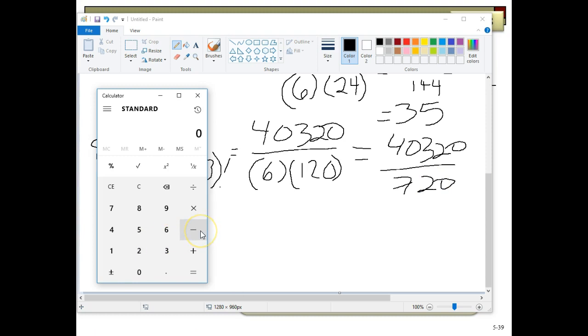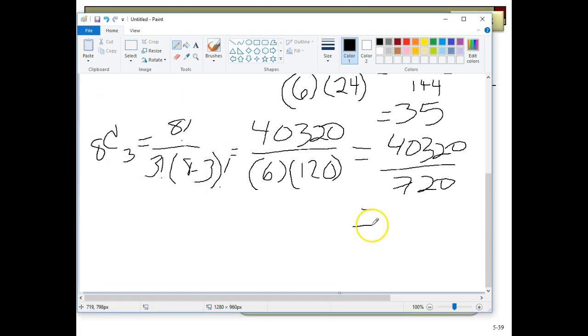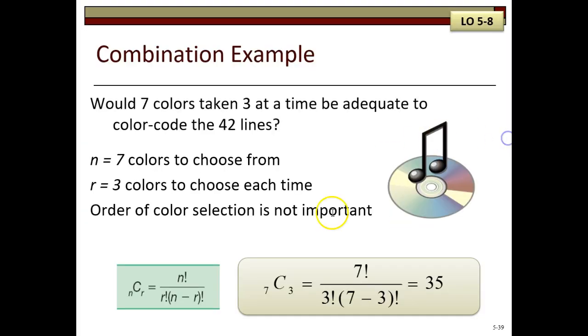Now I'm ready for the calculator again. 40,320 divided by 720 is 56. So now we know that we'd actually need 8 colors to choose from. We'd be able to have 56 combinations, which would be enough for us to solve this problem.